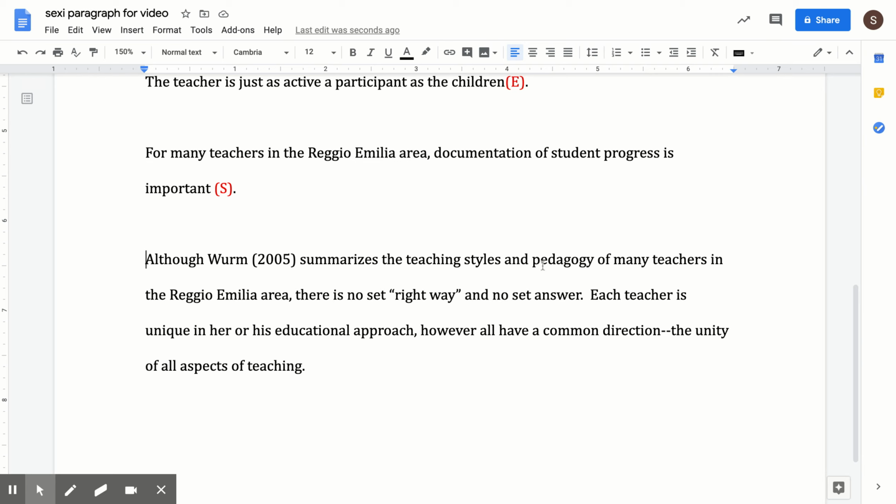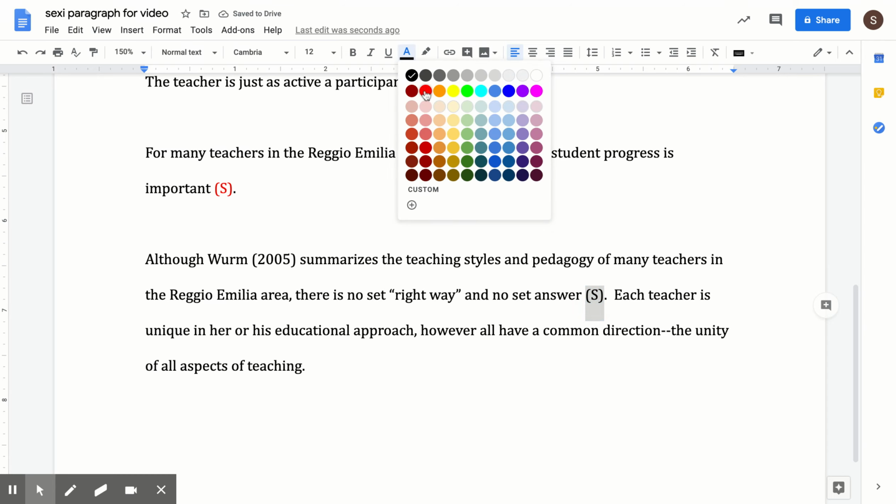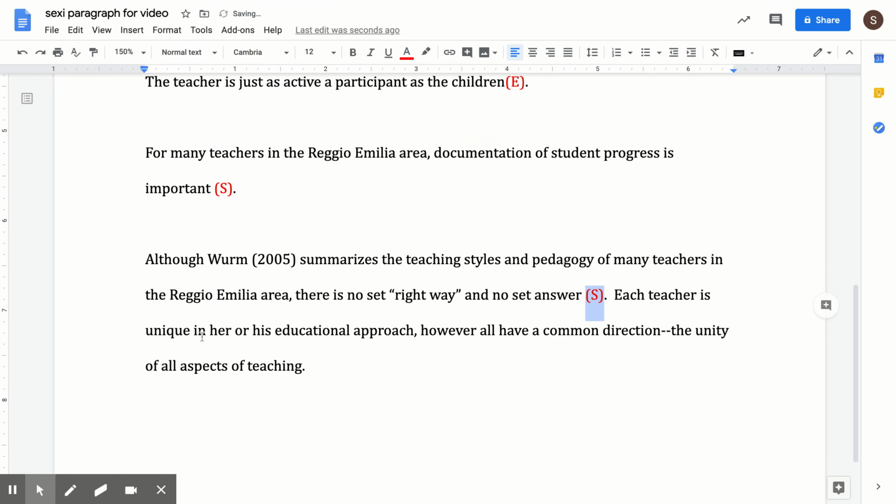Okay, well, that sounds like the author is trying to explain yet one more idea about the author's writing style and what the book covers. So still again, another statement. "Each teacher is unique in his or her educational approach. However, all have a common direction, the unity of all aspects of teaching." All right, I think that's a clear example right here of this statement.